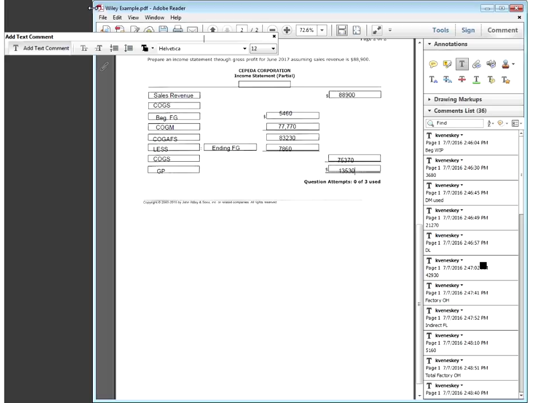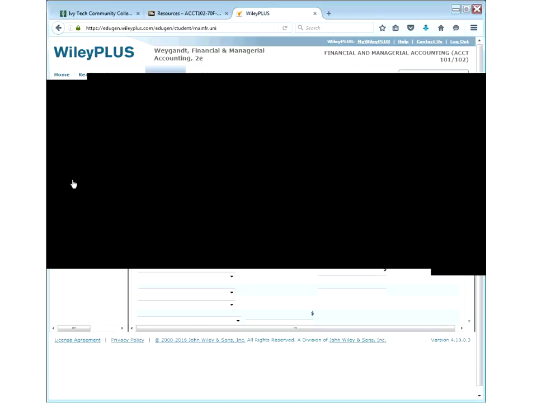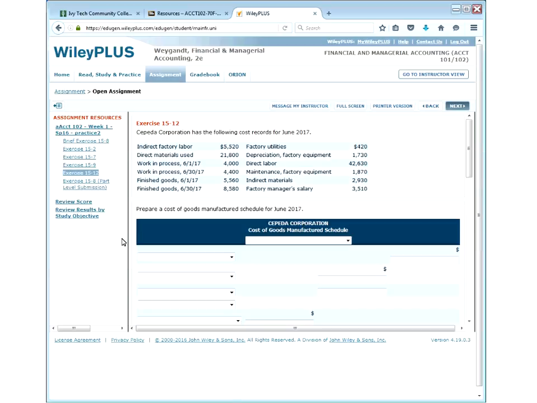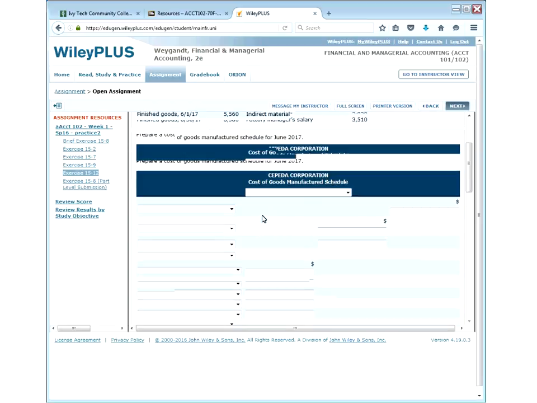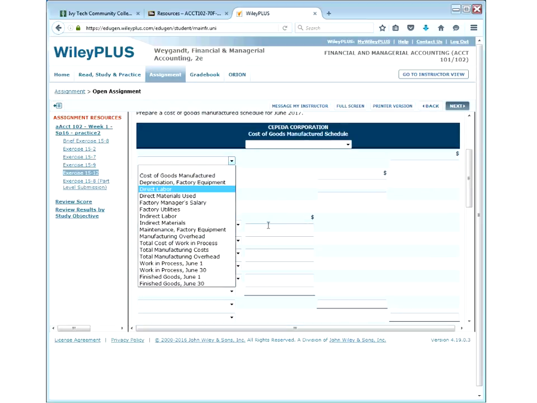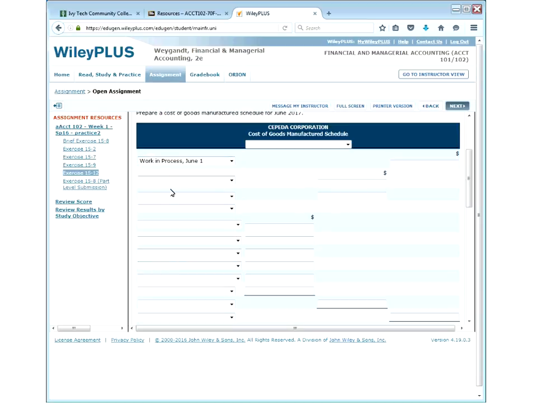The last thing that I want to do now is go through a few other Wiley Plus problems real quickly. We're not going to spend a lot of time on these, but just to give you an idea of what the homework is for this week. In exercise 15-12, that's the one we just did. So here it is laid out. Hopefully it's not nearly as threatening now. Remember, our first item was beginning work in progress, and we would work our way down from there.